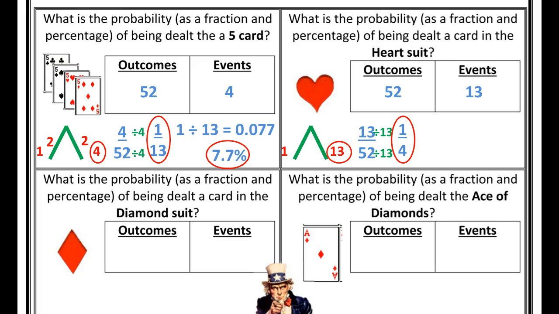I'm going to turn that into a percentage by doing 1 divided by 4. Numerator divided by denominator gives me the decimal version. I can move that decimal over 2 places to the right, which is just like multiplying it by 100, to get 25%. So I have a 1 in 4 probability or a 25% probability. That's how likely I'll be dealt a heart. On your own, try the next 2 problems.